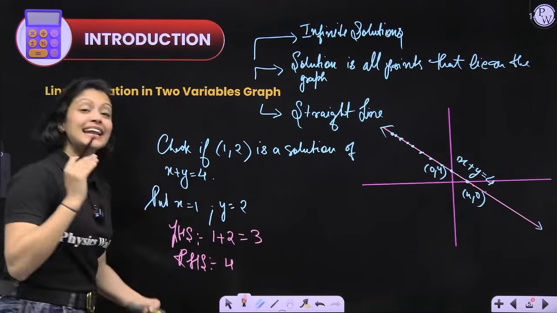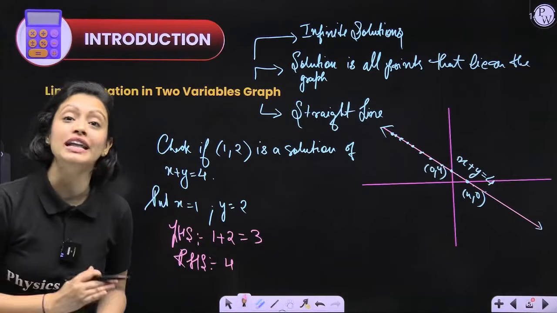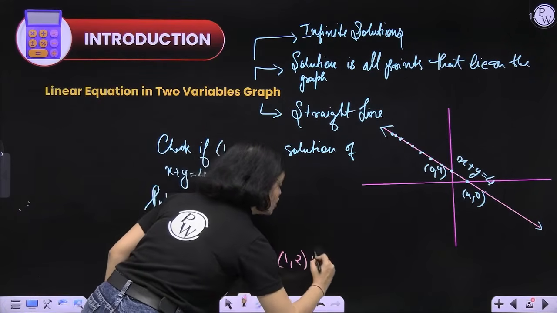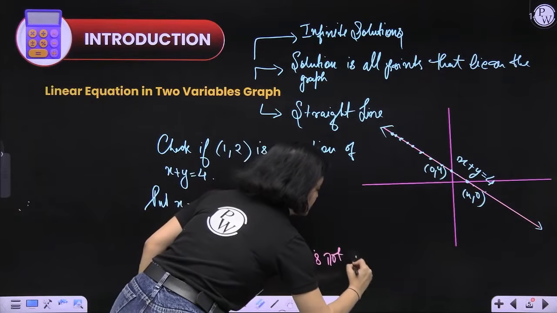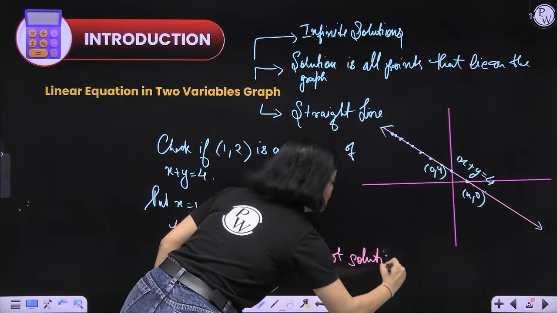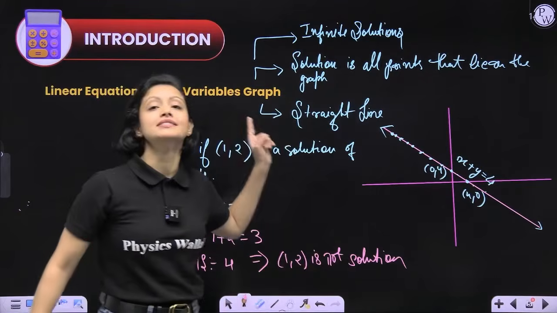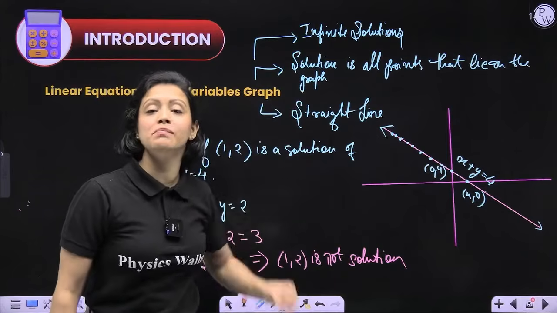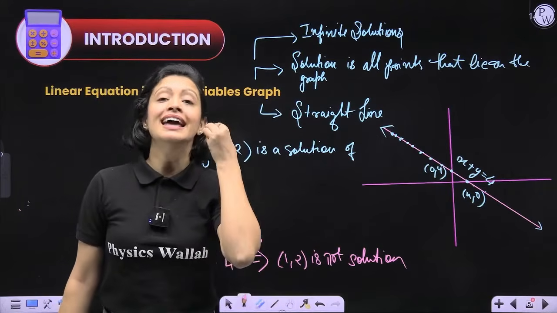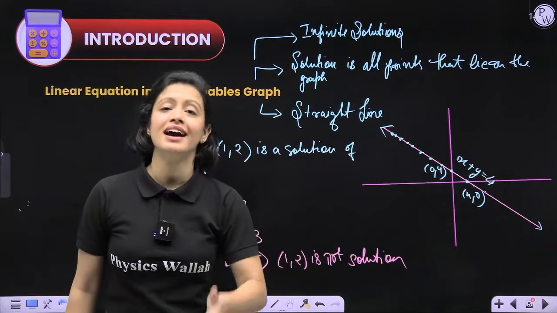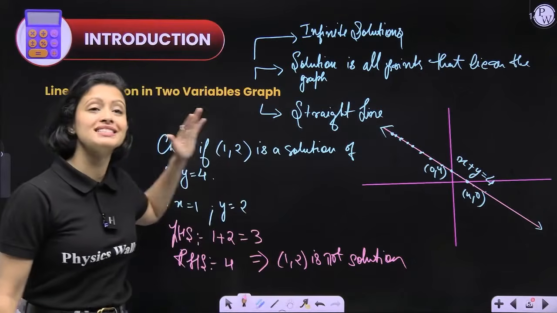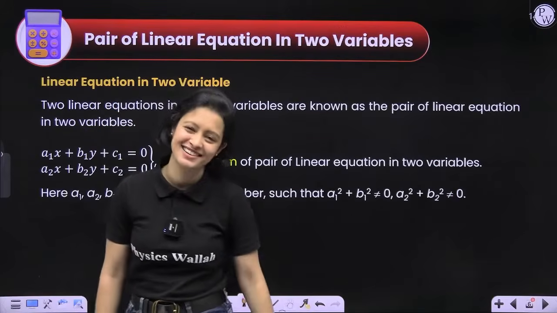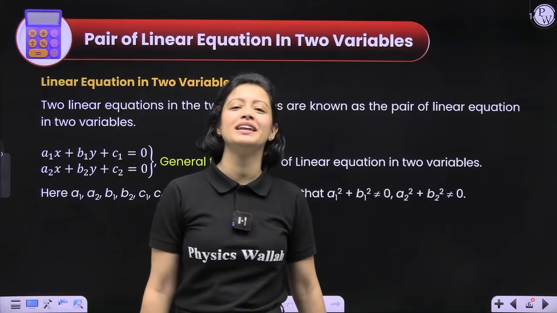So you can see that LHS and RHS are not equal. That means (1, 2) is not a solution. That means (1, 2) will not lie on this line. All of this you have studied in 9th grade, but I'm still repeating it because this information is required for this chapter. This is something very basic. Now let's start with the chapter, that is linear equation in two variables but in pairs.